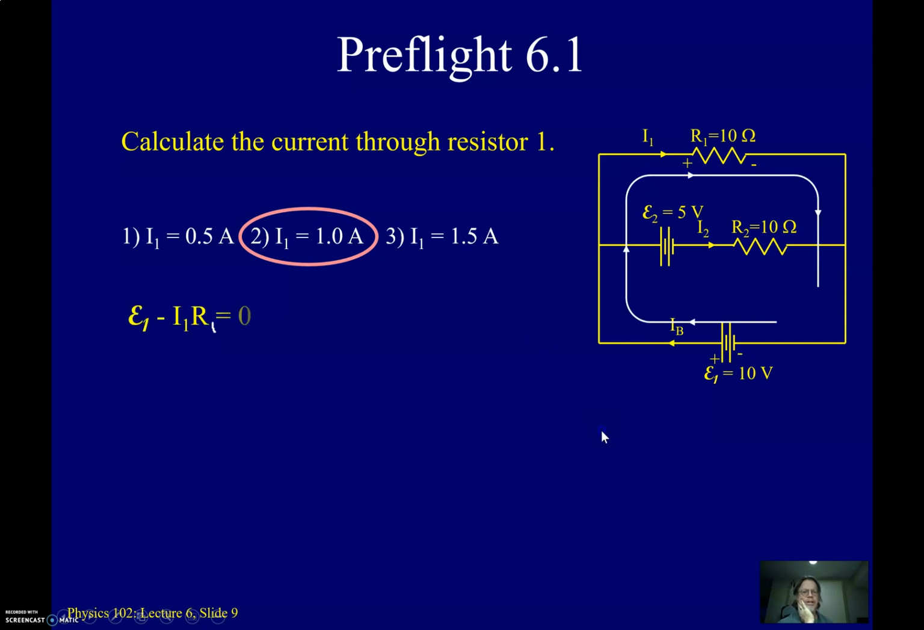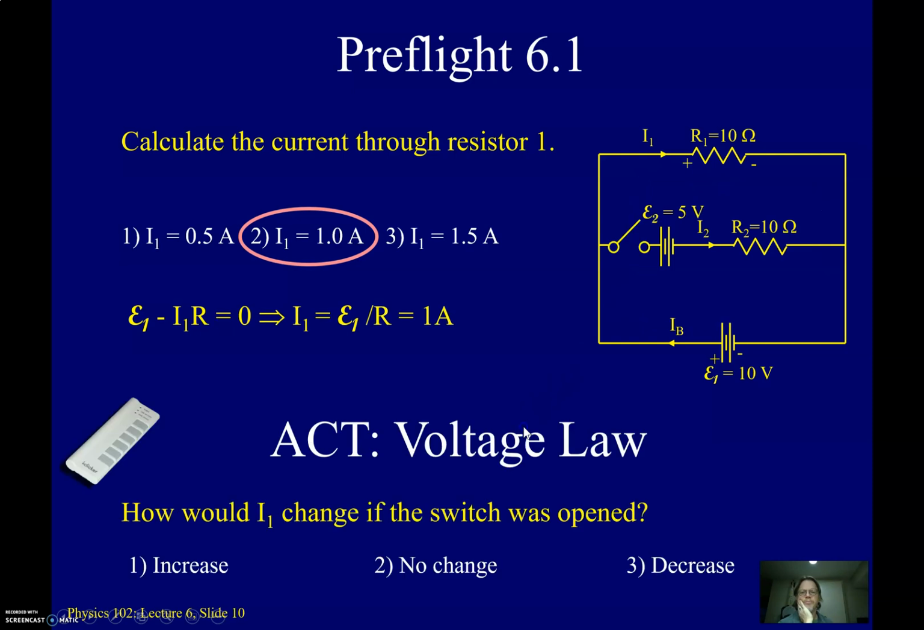So this is your loop. You got your plus 10, and this has to be a minus 10. And since you know what the resistance is, you solve it out for the 1 amp pretty easily. Okay? So what would change if you had a switch here and you opened it? Well, how does that change this loop? If you put a switch here and you open it, how does that change this loop? And the answer is, it doesn't.